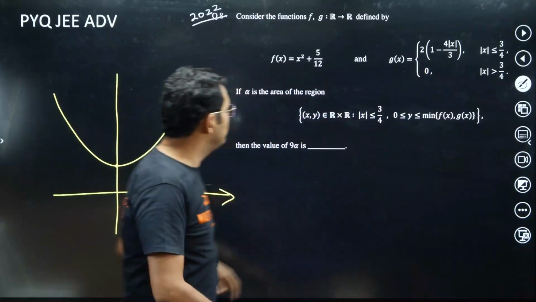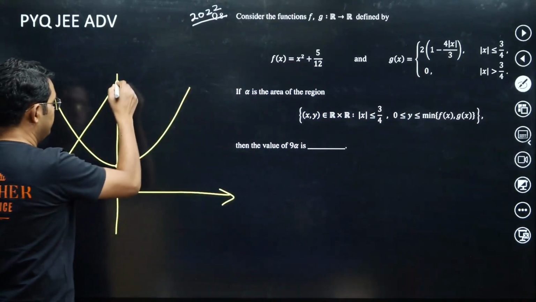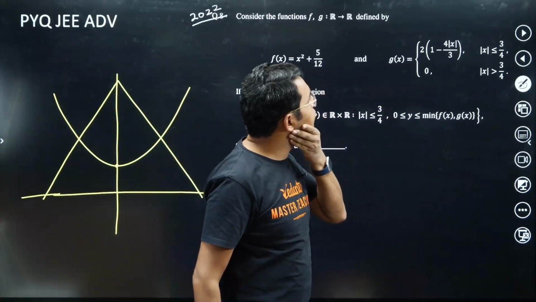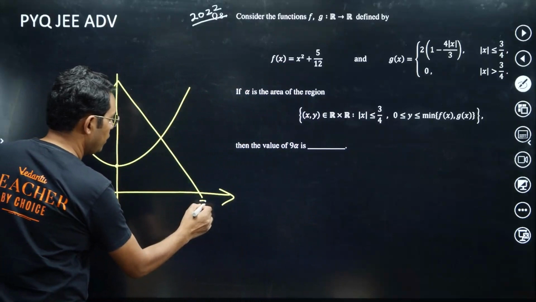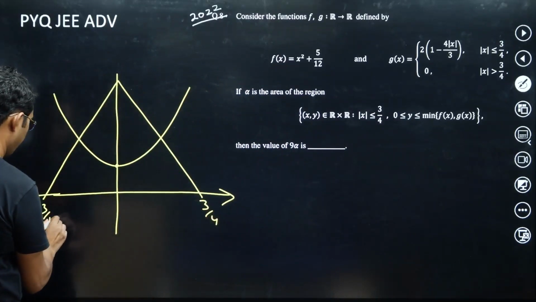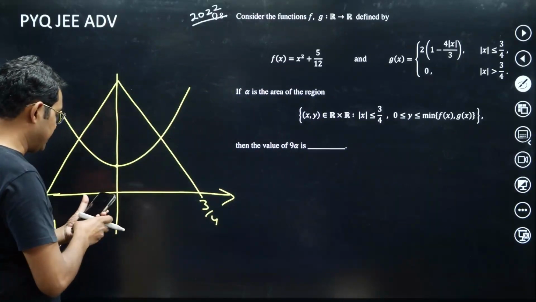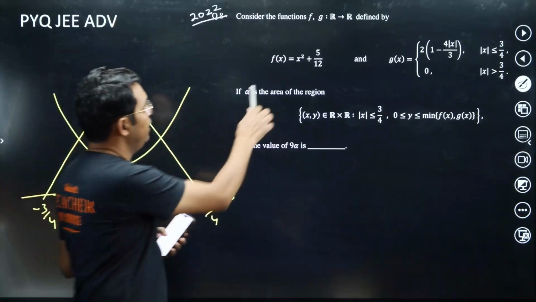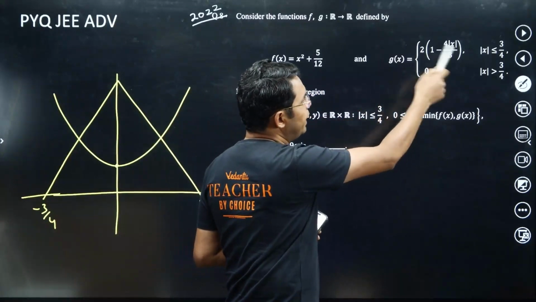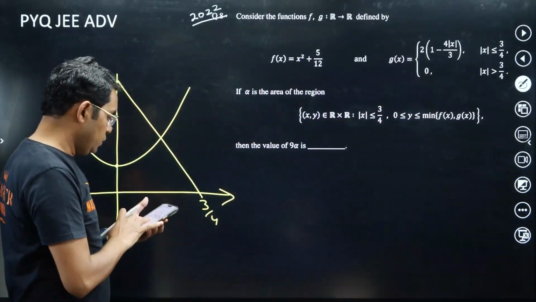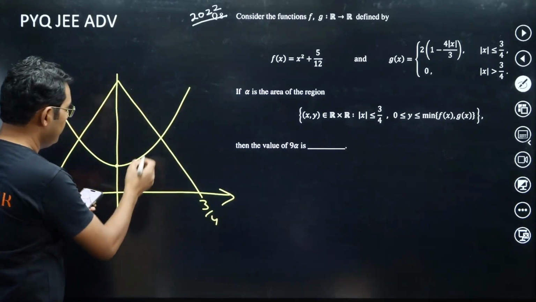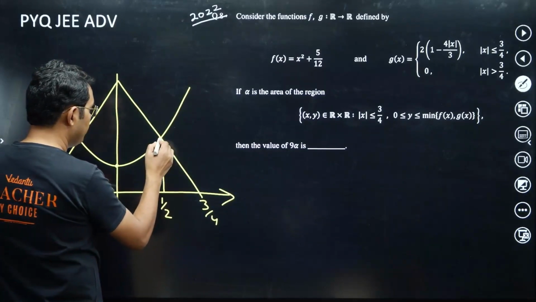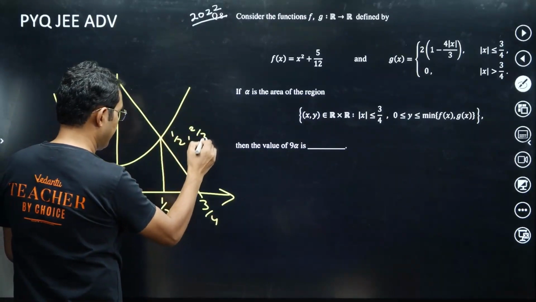And for this graph of g(x), you can see if I put x equal to 0, this becomes 2. And this will be something like this. For y equal to 0, x will be equal to 3 by 4 here, and minus 3 by 4 here. This point of intersection also can be found by solving the quadratic, x square plus 5 by 12 with 2 times 1 minus 4x upon 3. Let me write these values which I am getting. This point of intersection here is coming out to be x coordinate 1 by 2 and y coordinate 2 by 3.